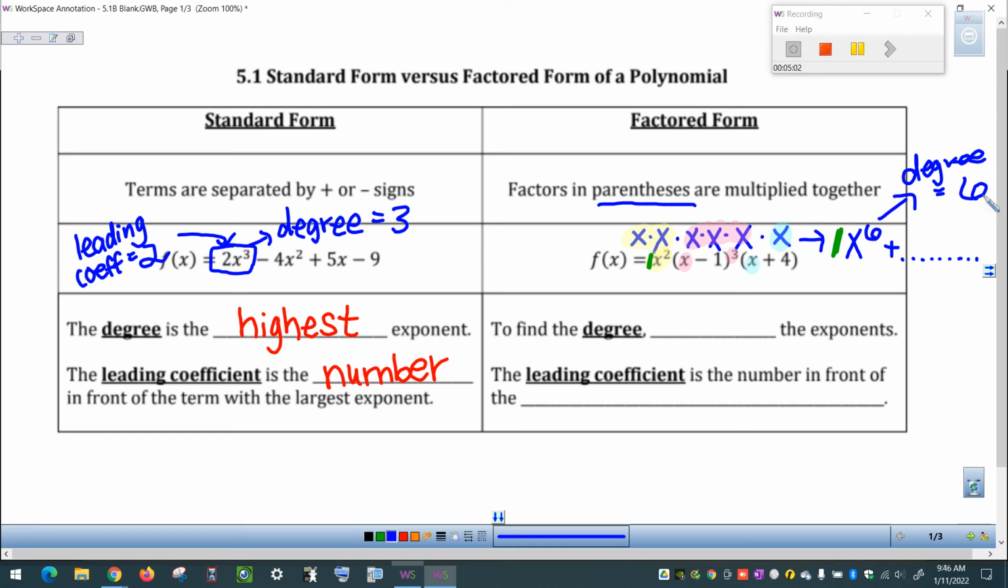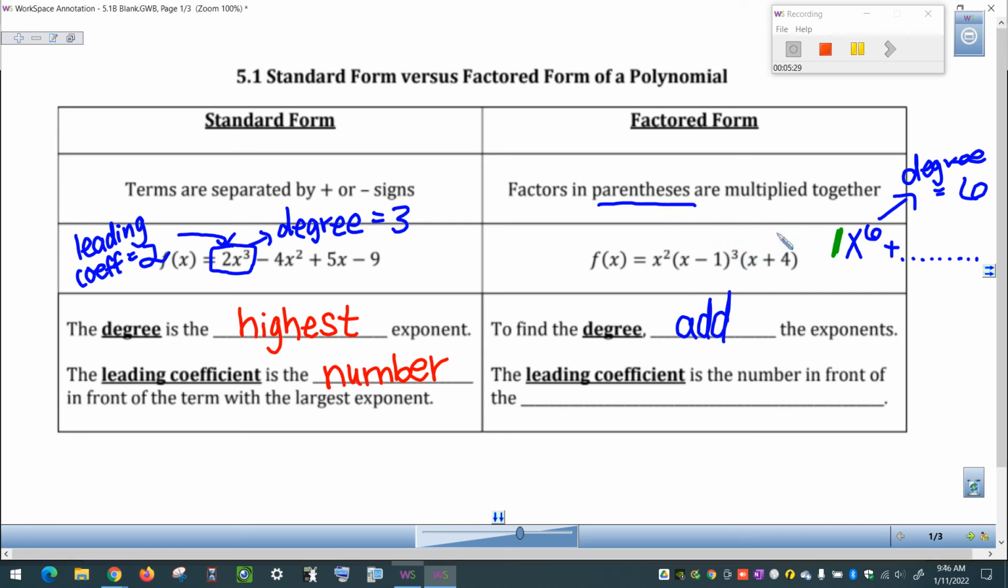Because that's what the highest exponent would have been if we turned it into standard form. And so the way to get this a little bit quicker, more easily, is that when your polynomial is in factored form, if you want to find the degree, all you're going to do is add the exponents that you see.